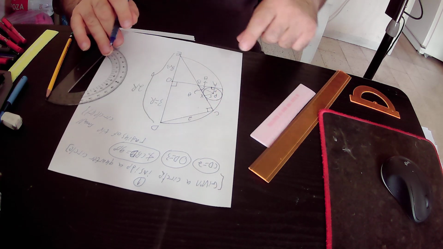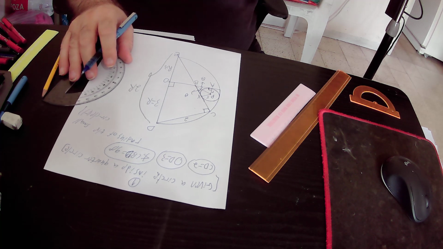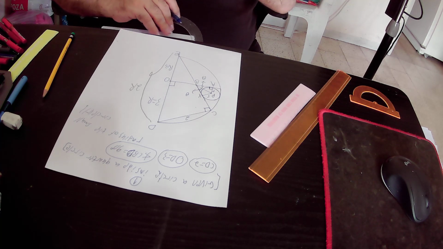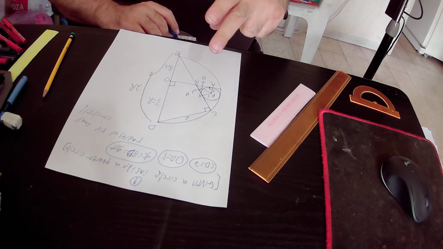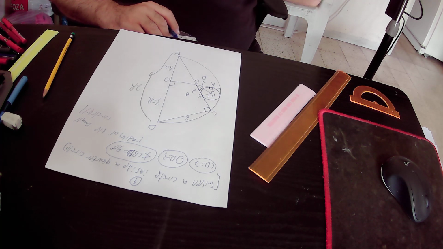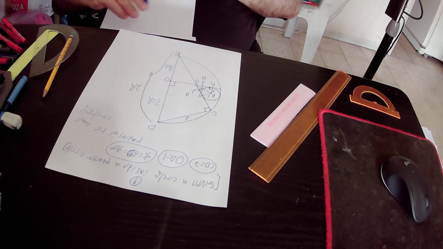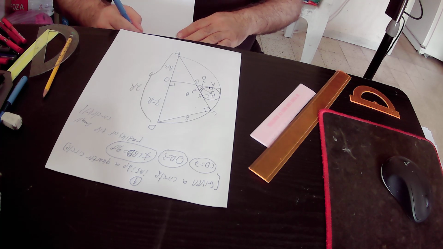Okay, we completed the quarter circle to a semicircle, and we know that DE is the diameter of this quarter circle and also the diameter of the semicircle. DE is a straight line.